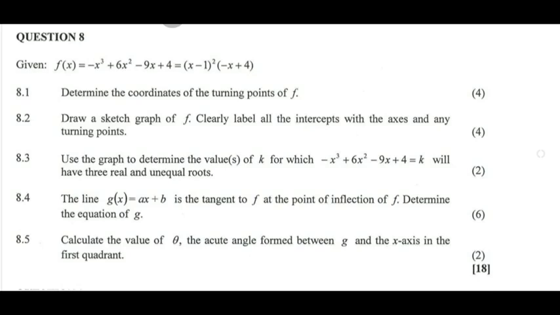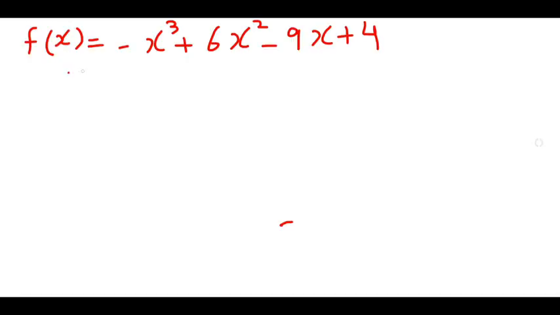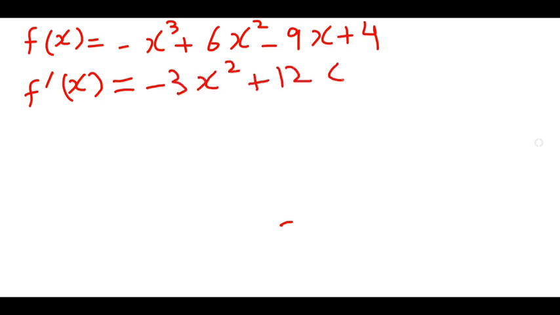Now the first question 8.1 says determine the coordinates of the turning points of f. So find the derivative of f of x and then set the derivative to 0 and solve for x. Then we will find the turning points of the cubic graph. So this is the f of x. We need to find the first derivative of x. That's going to be negative 3x power 2 plus 12x minus 9. The derivative of 4 will be 0.